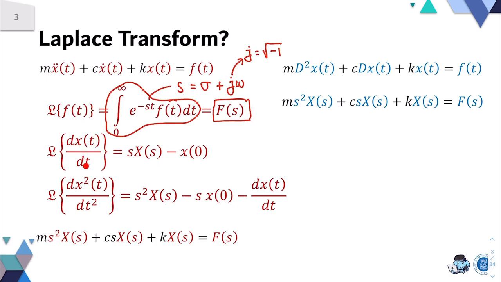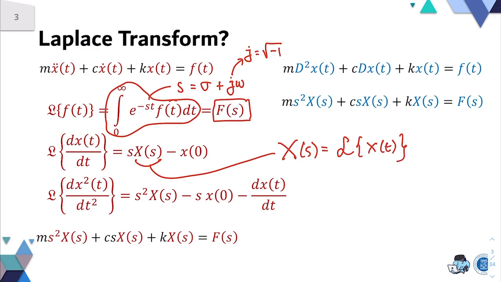For dx/dt, this is the first derivative of x with respect to time. If we take the Laplace transform of dx/dt, then we will have s multiplied by big X as a function of s, where X(s) is the Laplace transform of x as a function of time, minus initial condition x(0). So this is the first property of Laplace transform you have to remember.